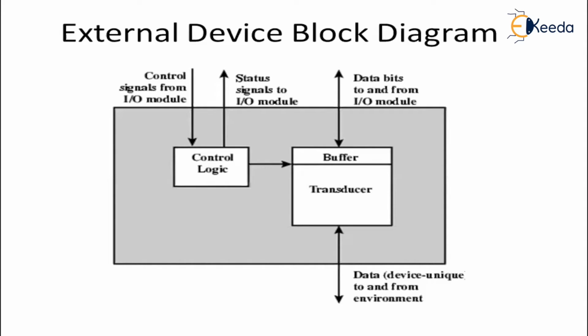Now, data bits to and from the IO modules. So the data is stored in the form of bits, which are in the form of the IO module. Now, the transducer is bidirectionally connected to the device, to and from the different sort of environment. That is how the data can be used to and from the different sort of environment.